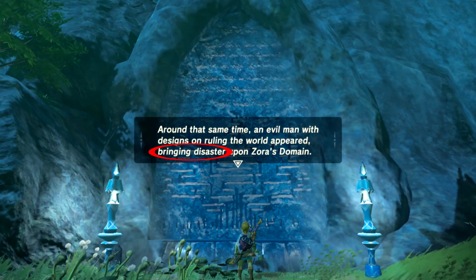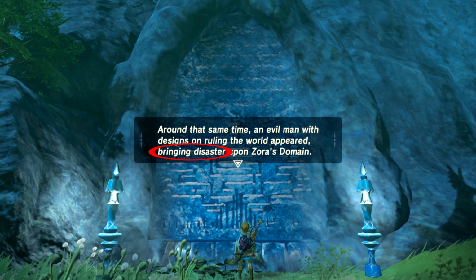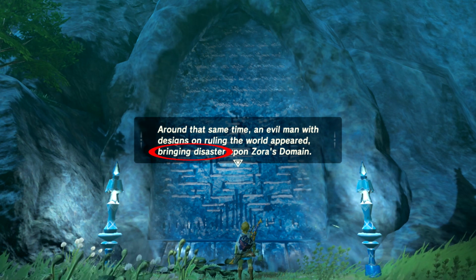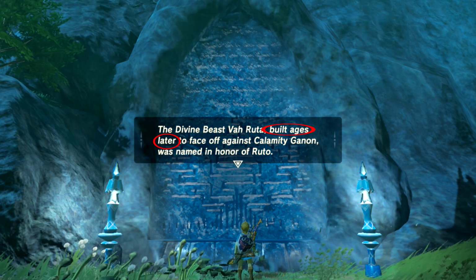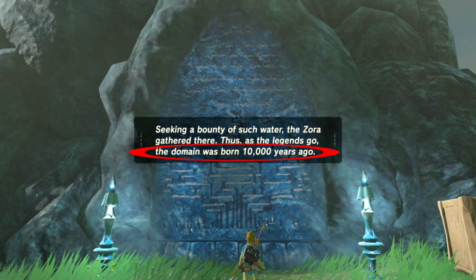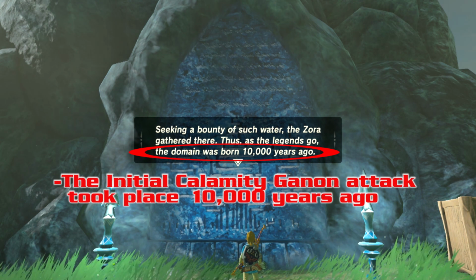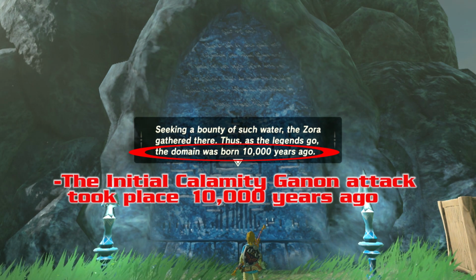One of which they tell us that Zora's Domain in Ocarina of Time was destroyed. And the initial calamity from Calamity Ganon happened much after the events of Ocarina of Time. And later on, the Zora find a new Zora's Domain, a new Zora's Domain that's completely separate and different from the initial Zora's Domain that was destroyed.